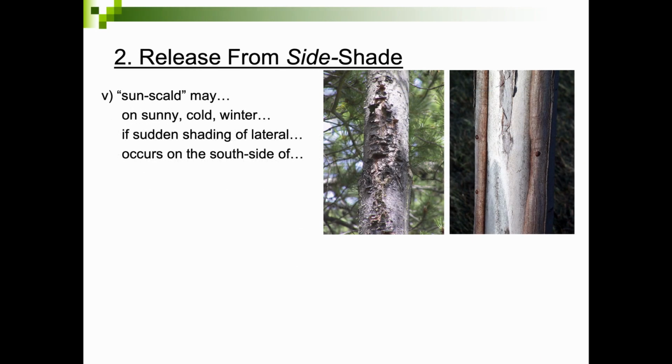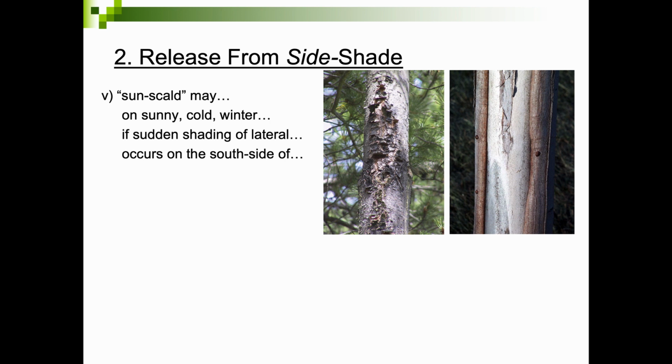Another interaction we're going to learn about is this idea of sun scald. Sun scald occurs in trees that have been released from side shade, in the winter, especially in latitudes that we live in, and even more north from here. In these areas, with individuals that have been released from side shade, on a really sunny, really cold day, all that sunlight hits one side of the tree, the southern side, and that side of the tree is going to warm up because of all that new sunlight.